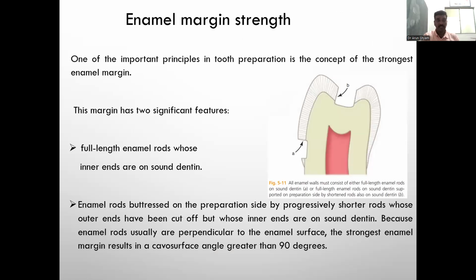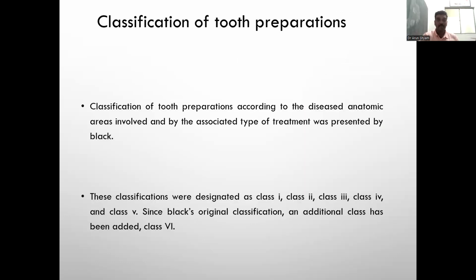Coming to the enamel margin strength, whenever we prepare a cavity, our enamel margin should have sound enamel rods. Okay, it should rest on sound dentine. So enamel rods buttressed on the preparation side progressively shorter rods whose outer ends have been cut off, whose inner ends are in sound dentine. Because enamel rods usually are perpendicular to the enamel surface, the strongest enamel margin results in a cavo surface angle greater than 90 degrees.